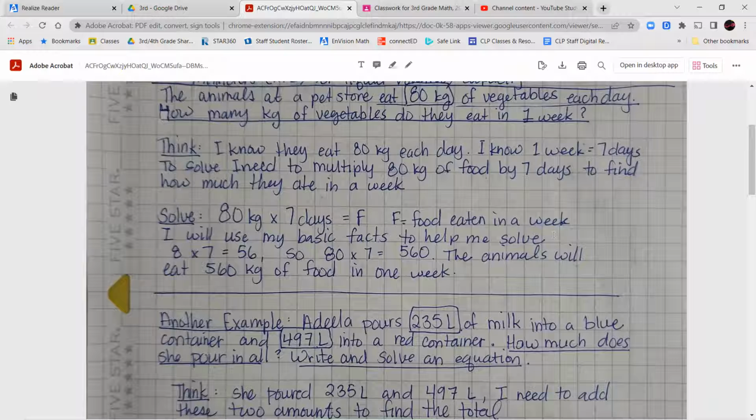So I'm going to use the equation 80 times 7 equals F, and F is going to be the food that they eat in 1 week. So I'm going to use my basic facts. Instead of doing 80 times 7, I'm going to do 8 times 7. That's easier for me to do. So 8 times 7 is 56. That means 80 times 7 is going to be 560. The animals will eat 560 kilograms of food in 1 week.